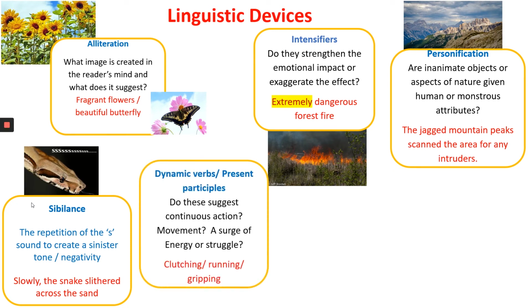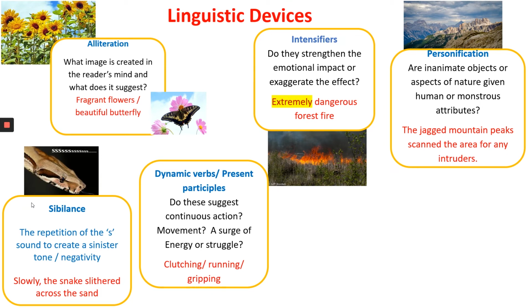Then your dynamic verbs are your continuous present participle verbs. These are verbs that end in ing, that depict continuous motion and movement and action, and normally bring a lot of action to the text. It might show struggle when a character is running or gasping for breath, or perhaps struggling, holding on to something for dear life, like say a girl clutching onto the edge of the boat and screaming, "Help, help."